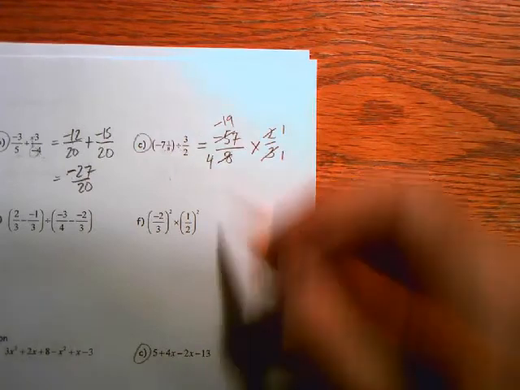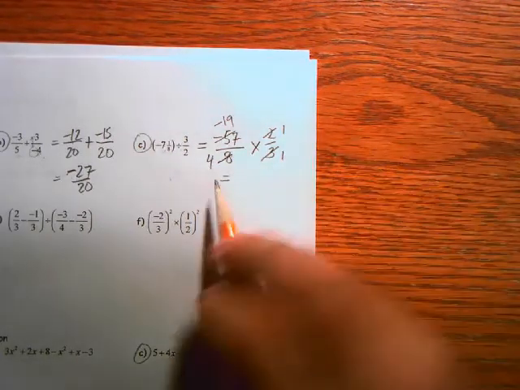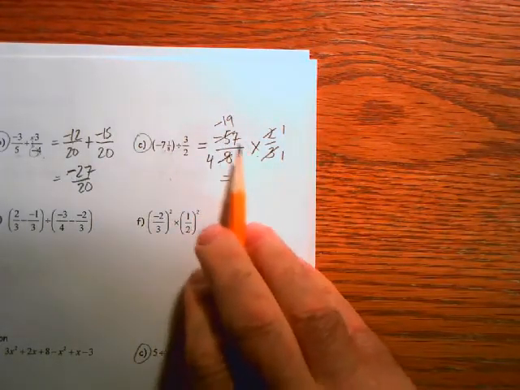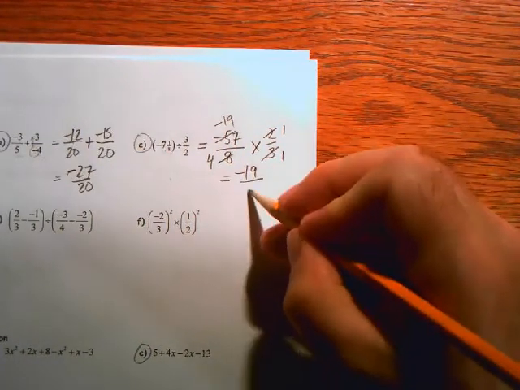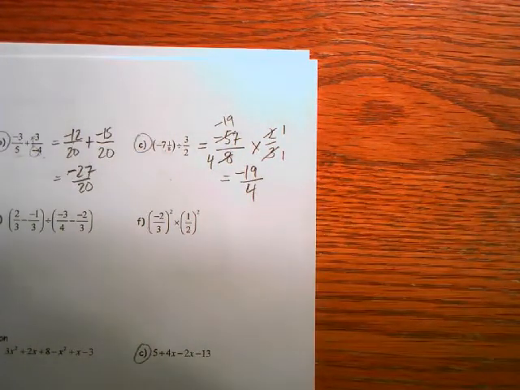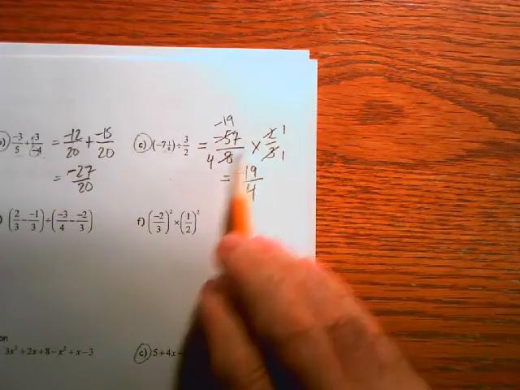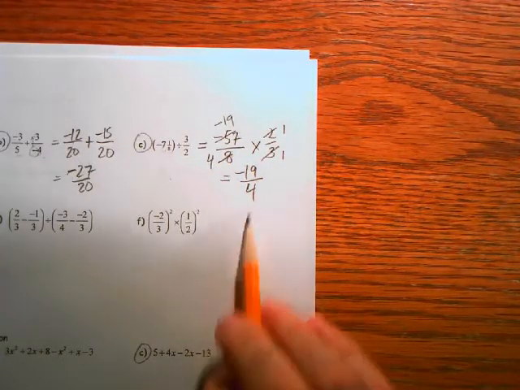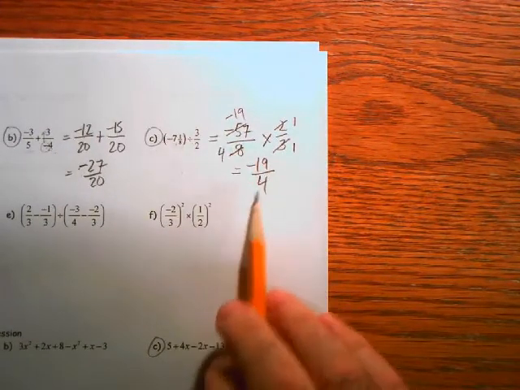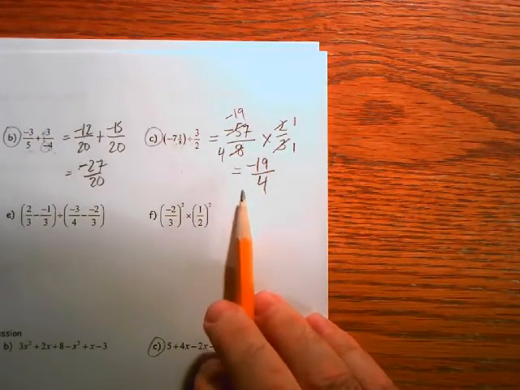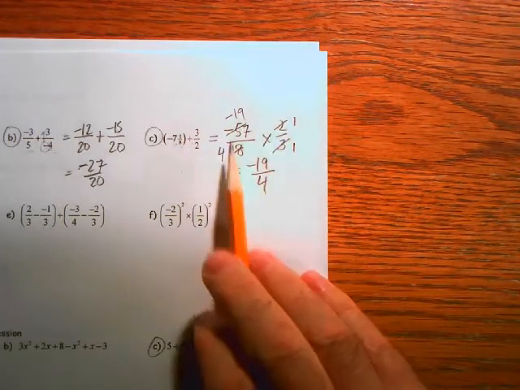Okay, so when I multiply out now, I get -19 times 1 over 4 times 1. Okay, now if we didn't reduce there, we'd have a pretty awful looking fraction that we'd have to try to reduce. It takes a lot longer to do it then than when we do it at the beginning. Okay.